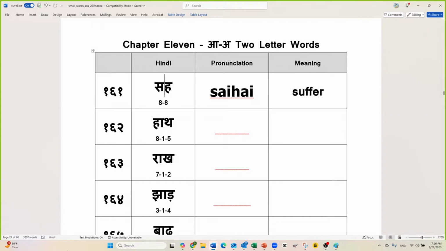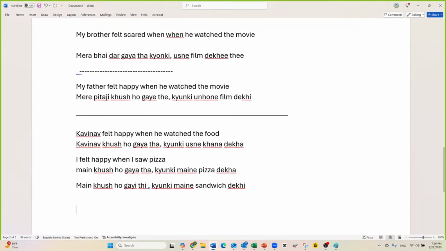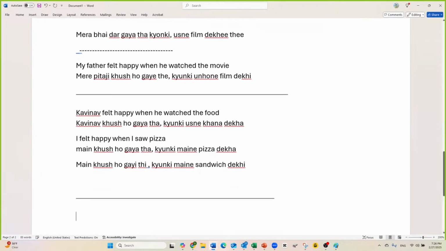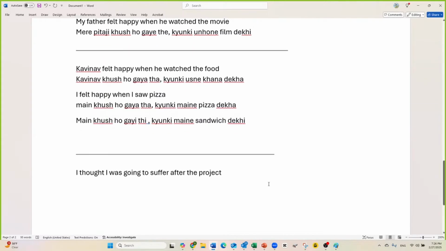Okay, so seh. Anisha, give me an English sentence with the word suffer in it. I thought I was going to suffer after the project. Wait, doesn't that start with I though? Okay, for this time I will allow her. I thought I was going to suffer after the project. Okay, so what is the Hindi word for I, Anisha?